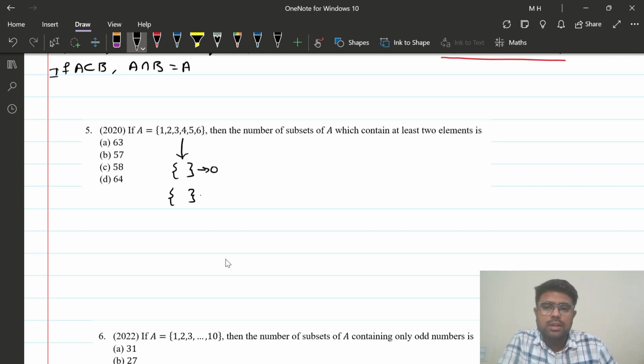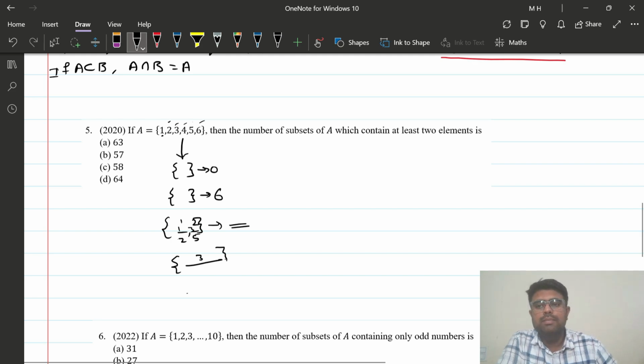I can have singleton sets, I mean six singletons, let's say singleton sets {1}, {2}, {3}, {4}, {5}, {6}. So I'll have six sets, and then I can have two-element subsets, let's say {1, 2}, or {1, 3}, or {2, 5}, anything like this. So I can have so many subsets, and then I can have three elements, four elements, five elements and six elements.